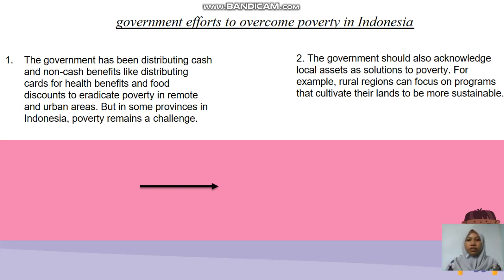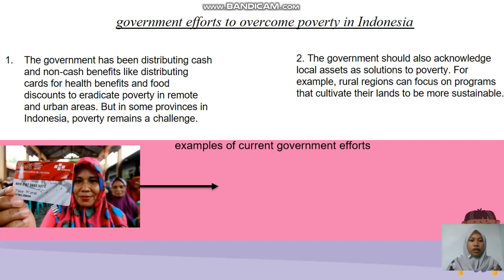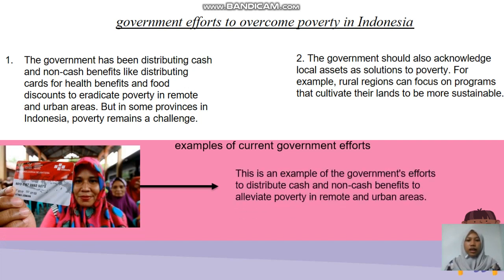So the government should also acknowledge local assets as a solution to poverty. For example, rural regions can focus on programs that cultivate their lands to be more sustainable. Here is an example of current government efforts: the government distributes cash and non-cash benefits to alleviate poverty in remote and urban areas.